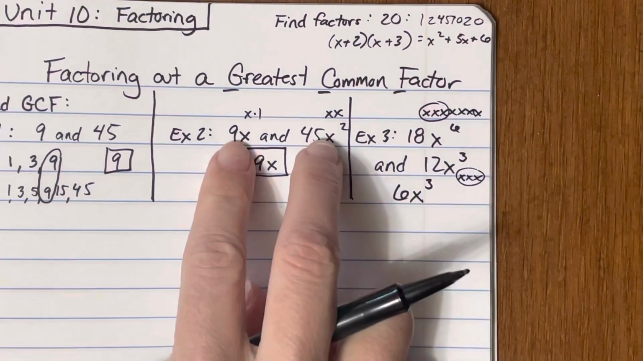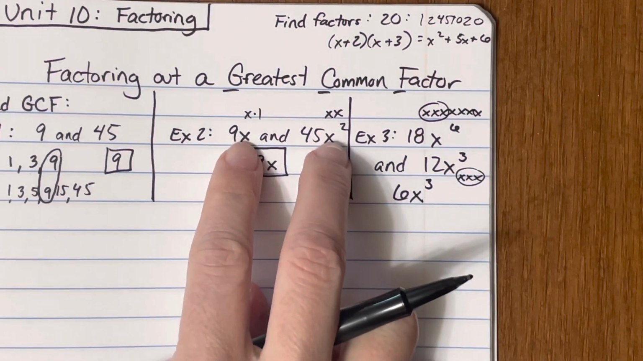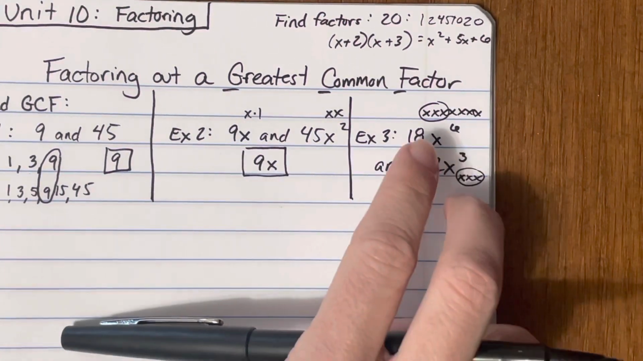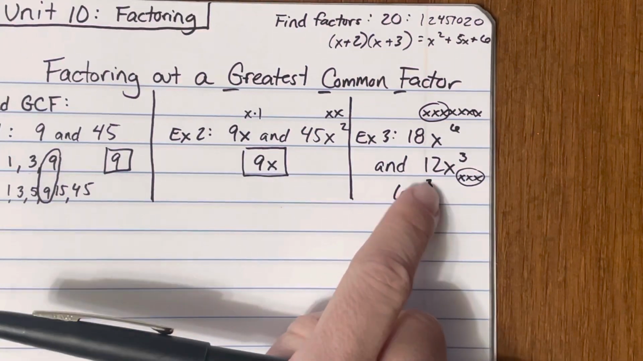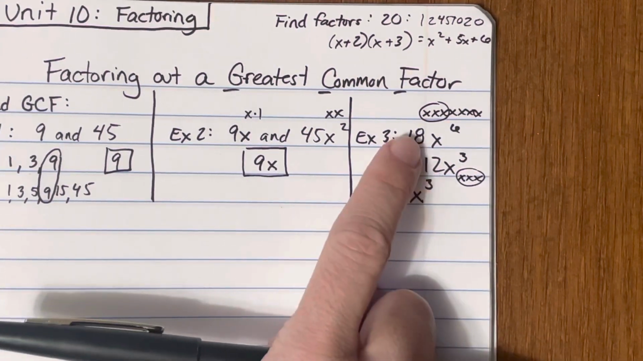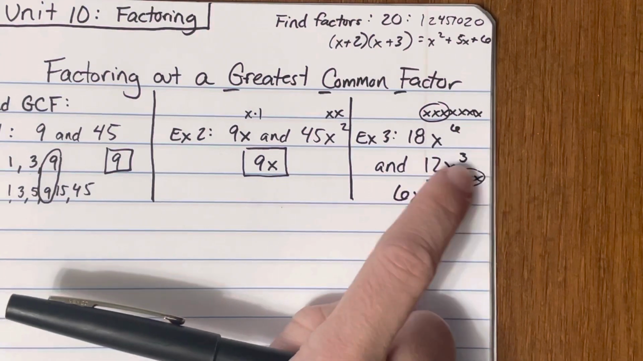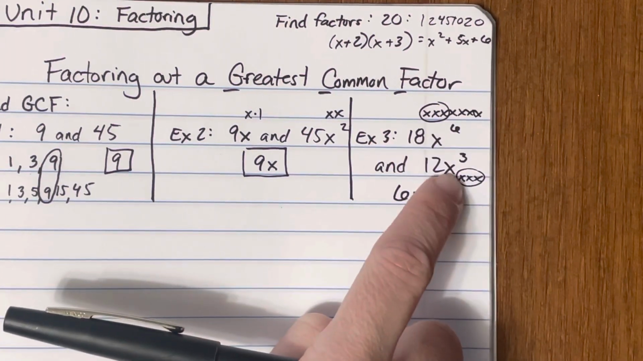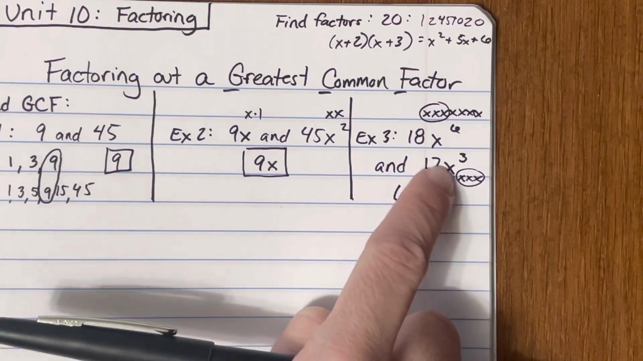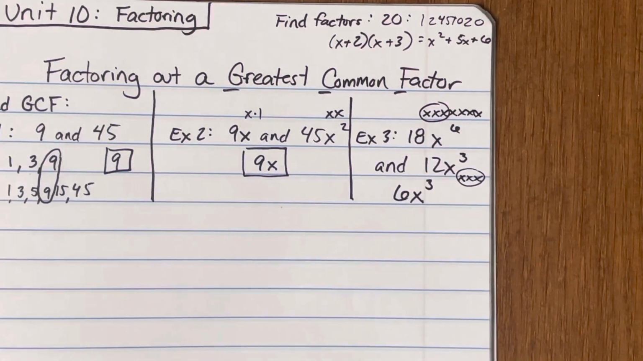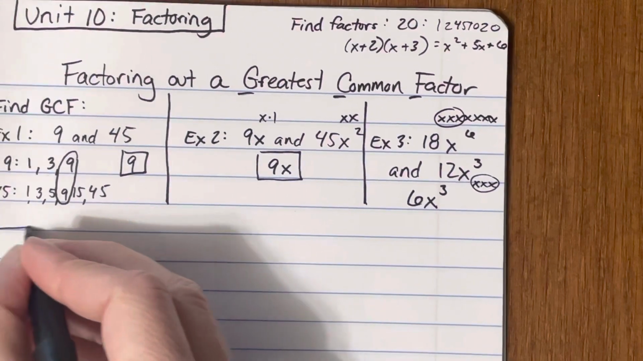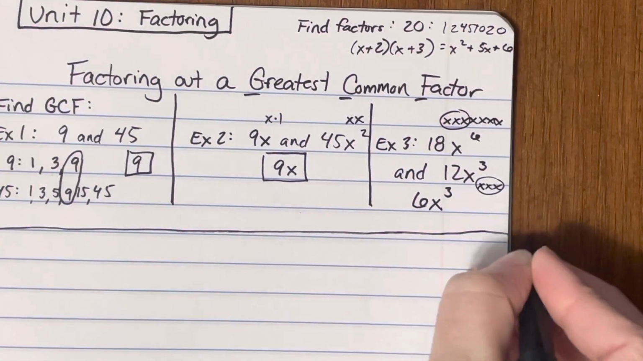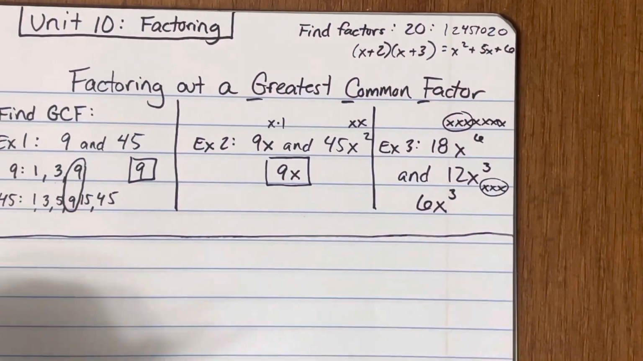You can always think, if it's the same base, so if you have x's here and x's here, the common factor as far as variables go is always going to be the exponent with the least. Because if you've got 6, well, you have to have 3. So the greatest common factor is always going to be the one that has the least exponent. So I'm going to draw a line to separate this. So that's what we mean by finding a greatest common factor.